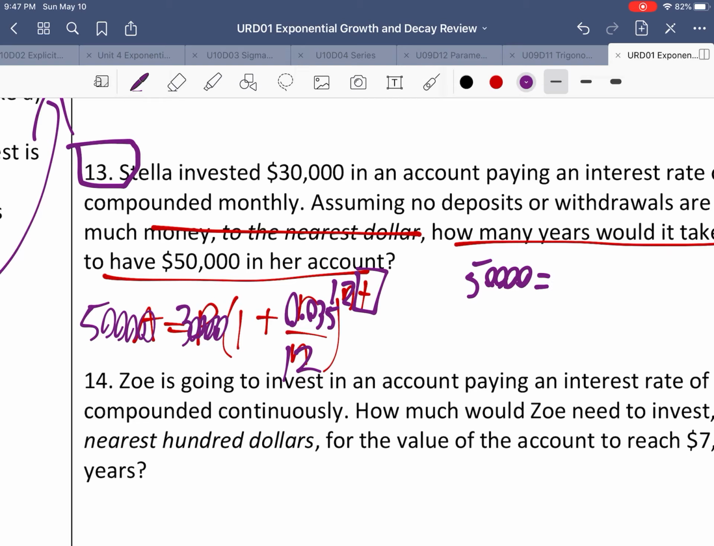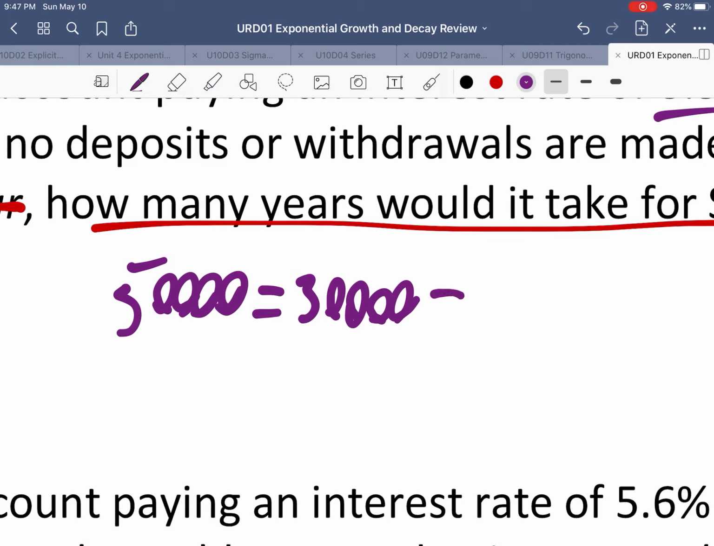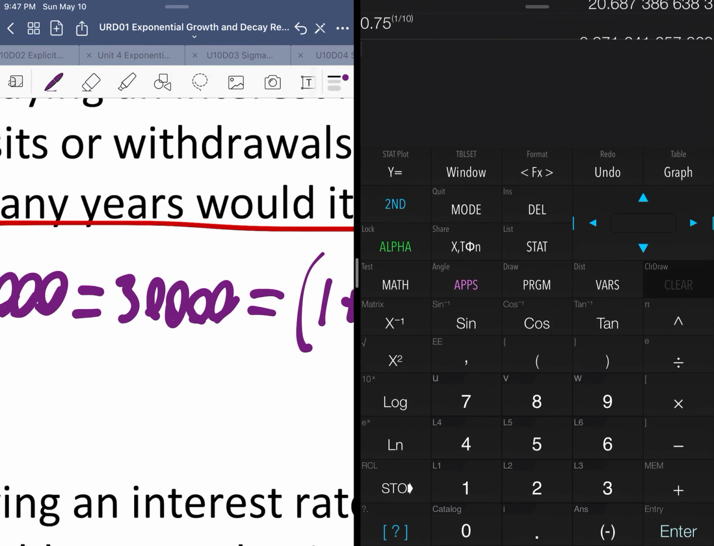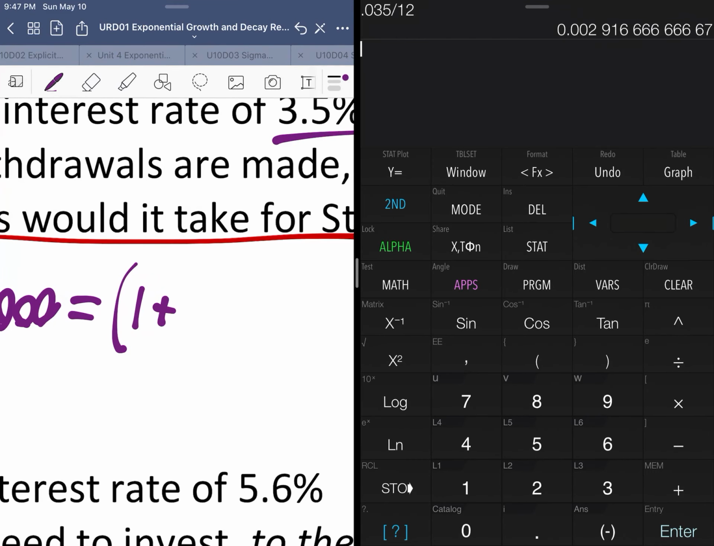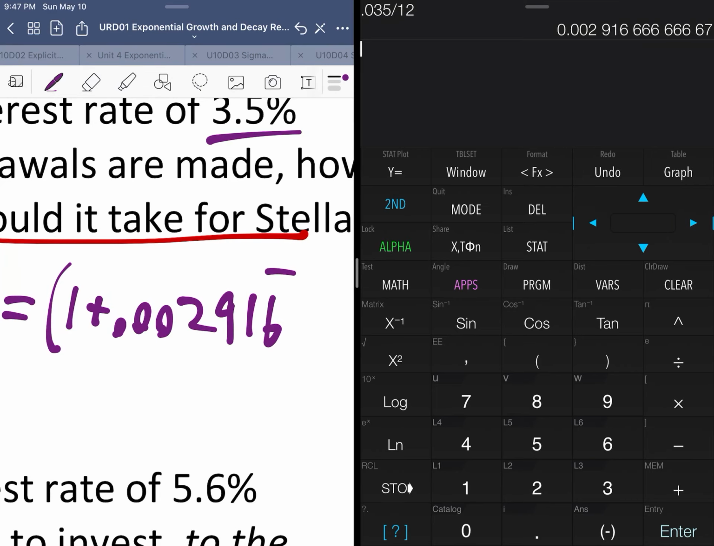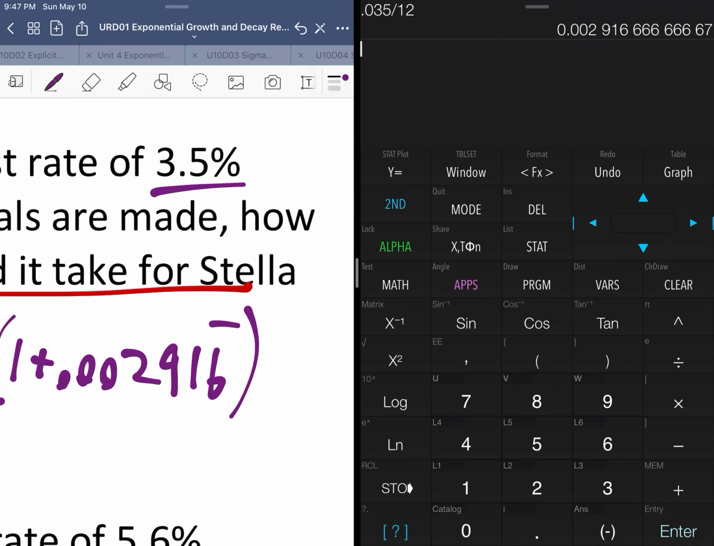We have 50,000 equals 30,000. I'm actually just going to simplify what's inside the parentheses. So this is going to be 1 plus, I'm going to do on my calculator, 0.035 divided by 12. And that means this is going to be 0.002916 repeating. Okay, to the 12t power.